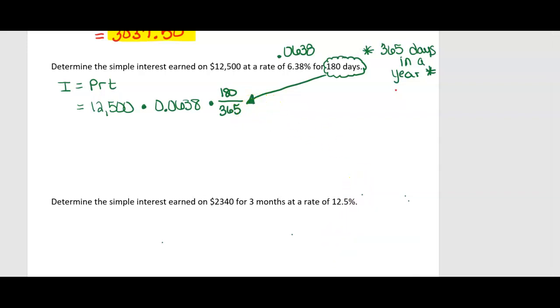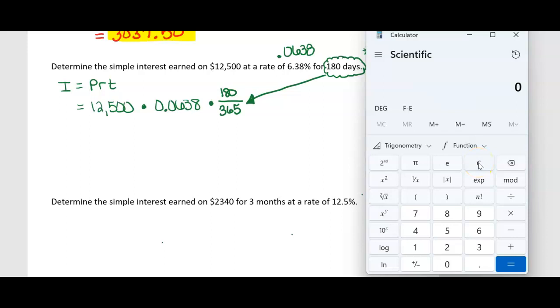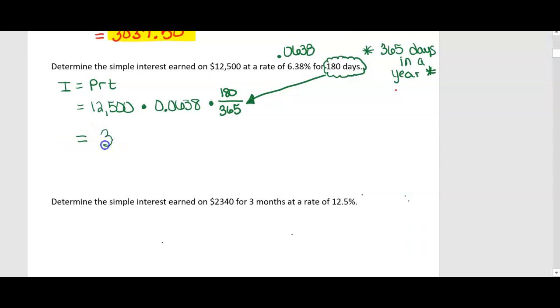So let's pull up the calculator. Make sure you clear out what was previously in there. 12,500 times 0.0638 times, now the fraction, you just do the numerator of 180 divided by 365. And then we're going to hit equals. And we're going to see we get a pretty long answer here. And because we're dealing with money, we're always going to round to 2 decimal places. So when I do this, I'm going to get $393. And if I round, 7 tells 8 to bump up and become 29 cents. $393.29 rounded.